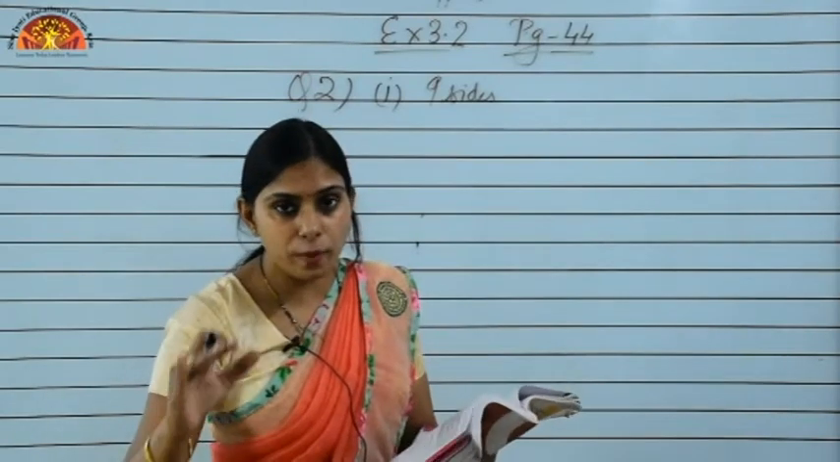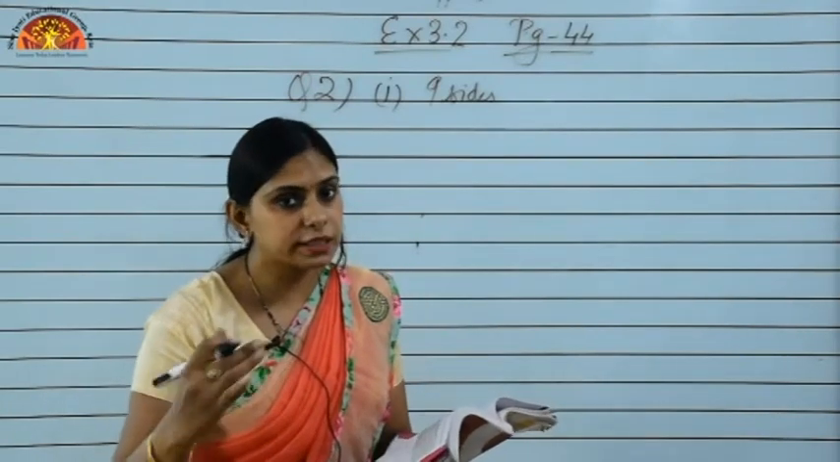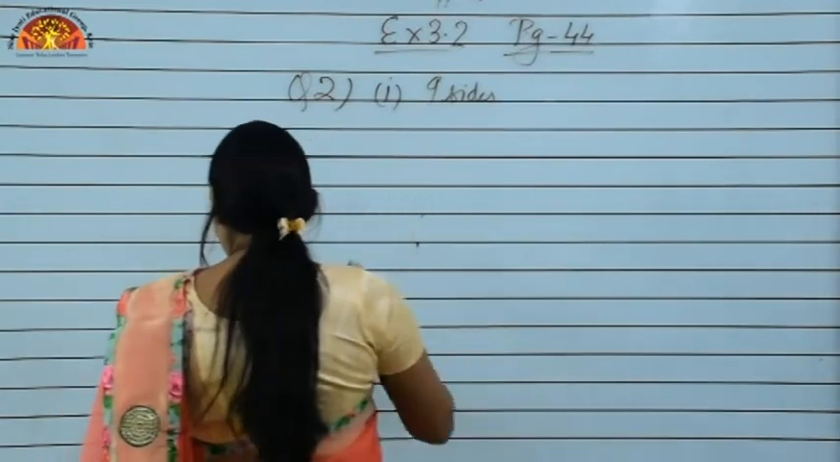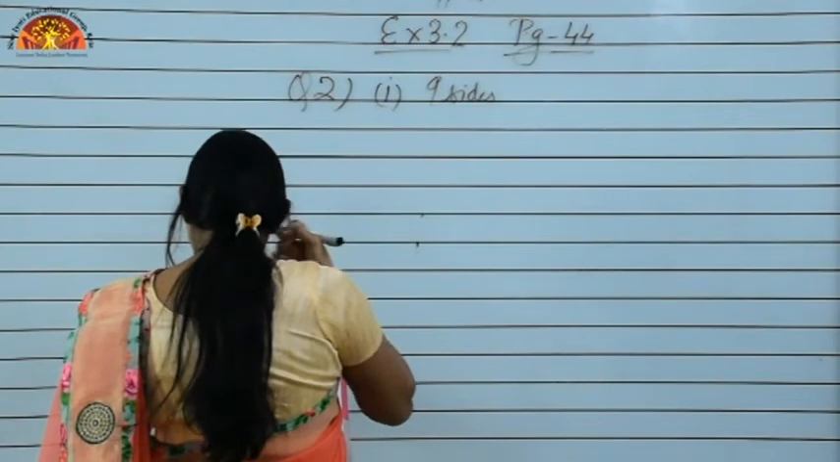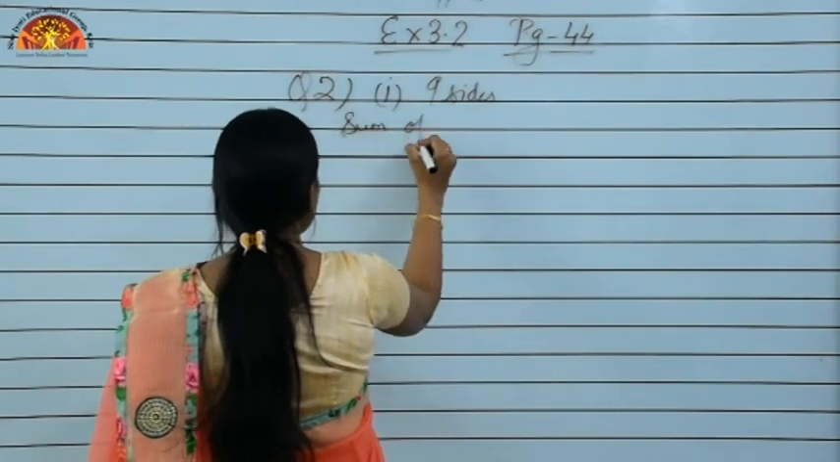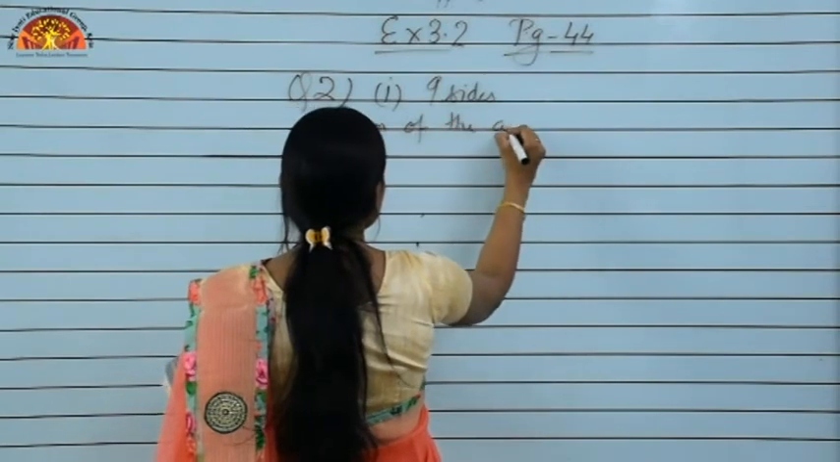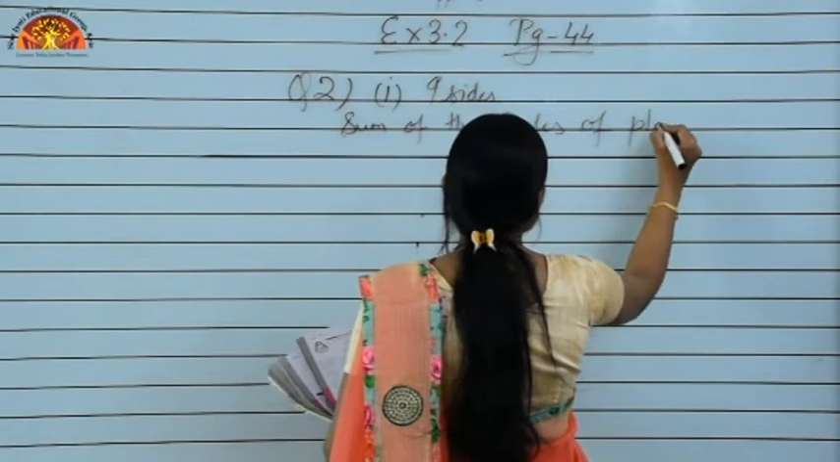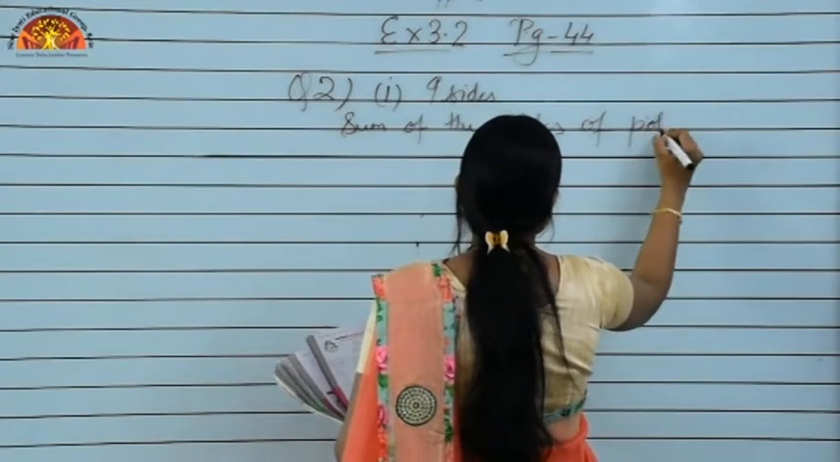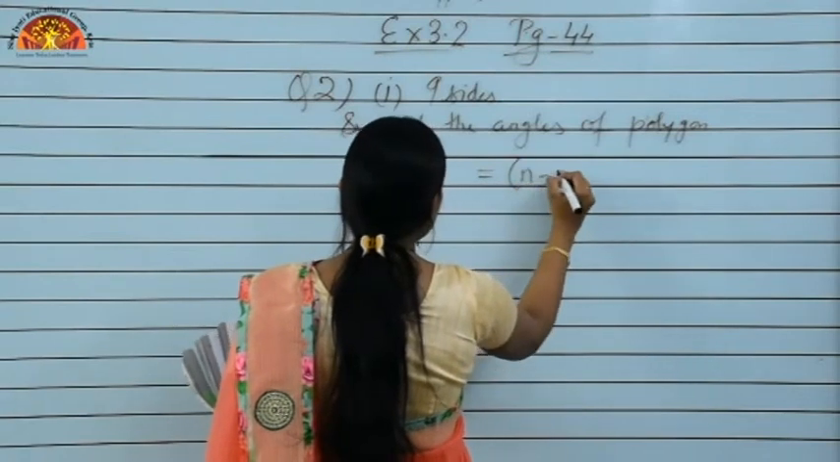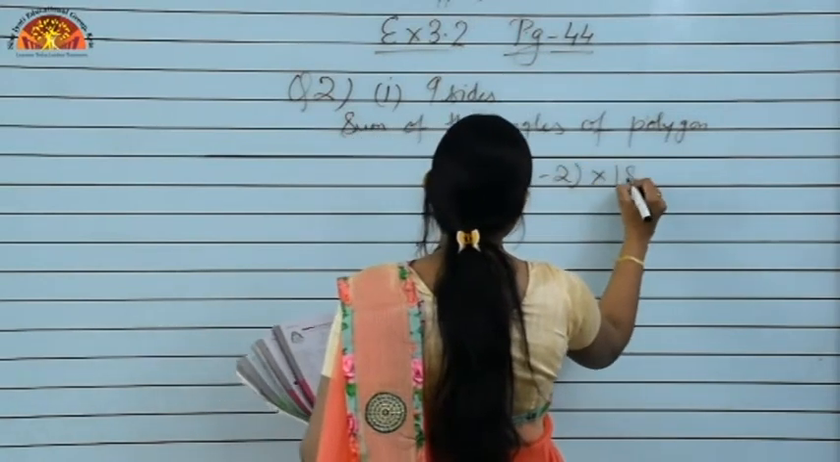So there are two methods. Any of the alternate methods you can use. First we will solve this. As you know that the sum of the angles of a polygon is equal to n minus 2 into 180 degree.